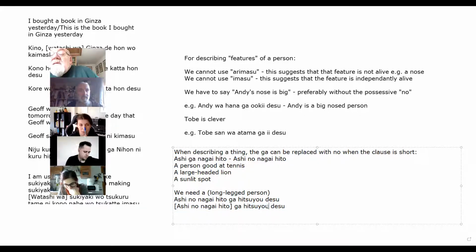This doesn't have to be an adjective here. This could be something like, o tabemasu. I will eat a long-legged person, but it's just compacting it down to a really short subclause. But if I want to describe, for example, Ed is a long-legged person, then I could say Ed-san wa ashi ga nagai hito desu. This will be fine.